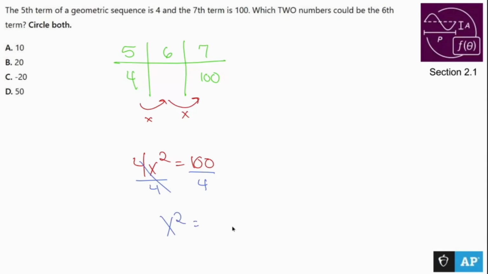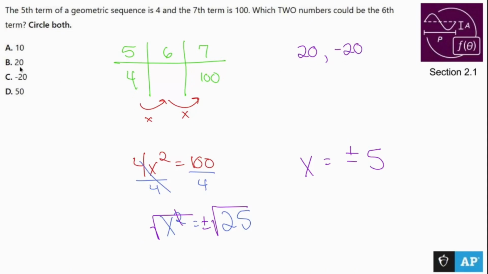x squared equals 25. Now remember, when you square root both sides to solve for x, you have to attach the positive or negative. So x is going to equal both positive or negative 5, which means I can multiply 4 times positive 5 and get 20, or I can multiply 4 times negative 5 and get negative 20. So 20 and negative 20 are going to be my possible answers. Wasn't that fun?